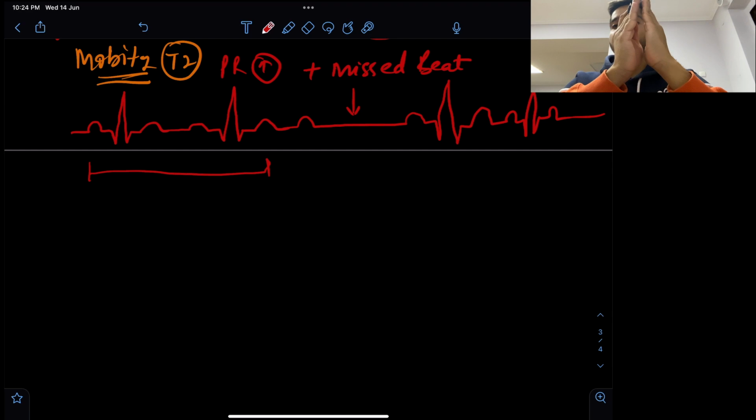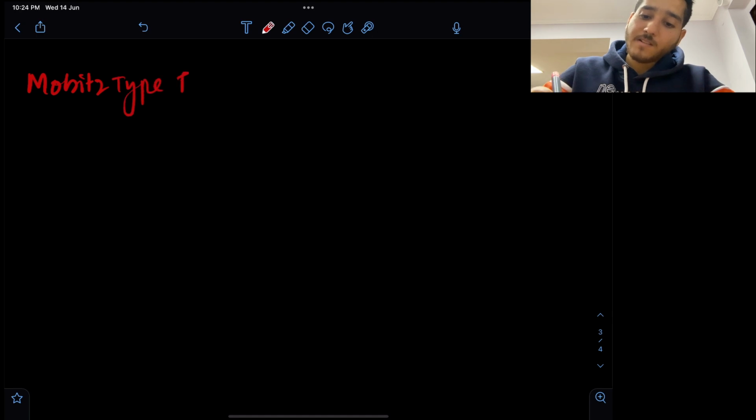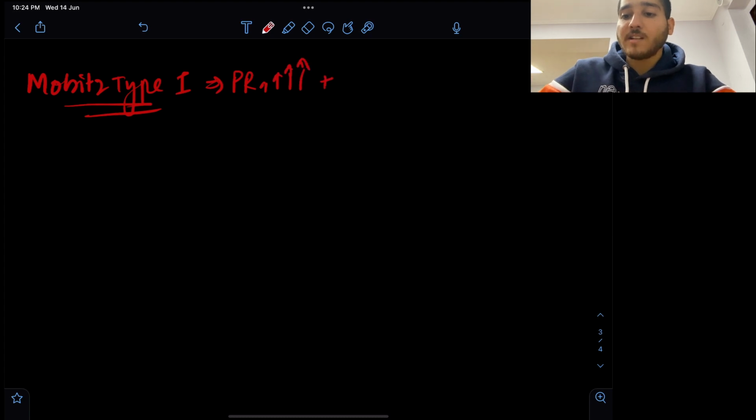In the first beat, PR is like this, 0.21 second, then 0.22 second, 0.23 seconds, and it is progressively increasing. So progressive PR prolongation is there, and then a missed beat comes. In Mobitz type 2, a missed beat can come at any place. So I'll just summarize it here. In Mobitz type 1, there's progressive PR prolongation, and then comes a missed beat.